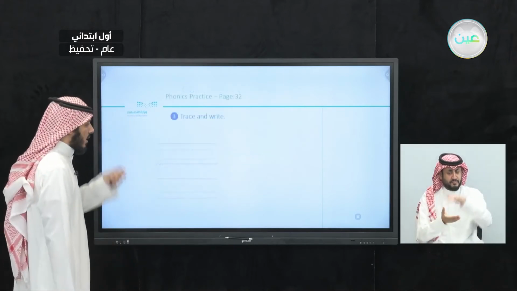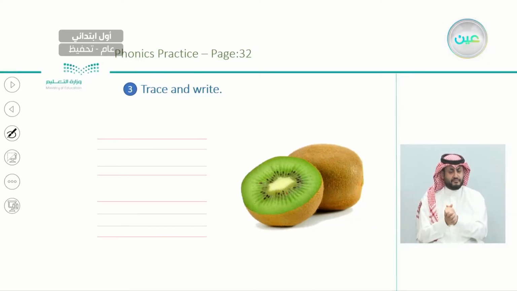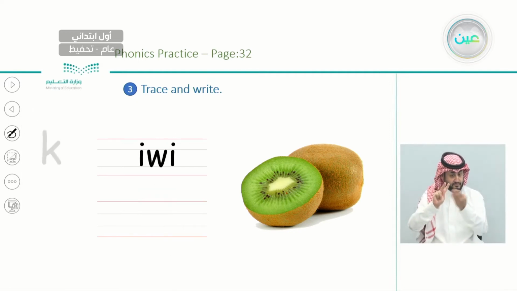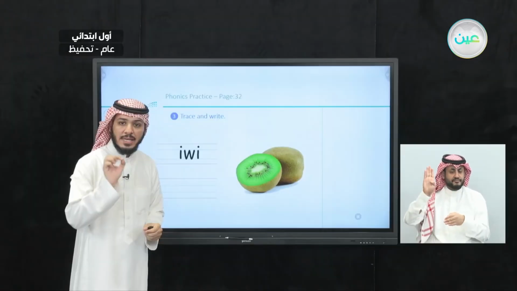Okay, now let's start with the first one. What is this fruit? Can you tell me what this is? This is kiwi. Excellent, kiwi. We have the letter K, and we pronounce it as K, kiwi.